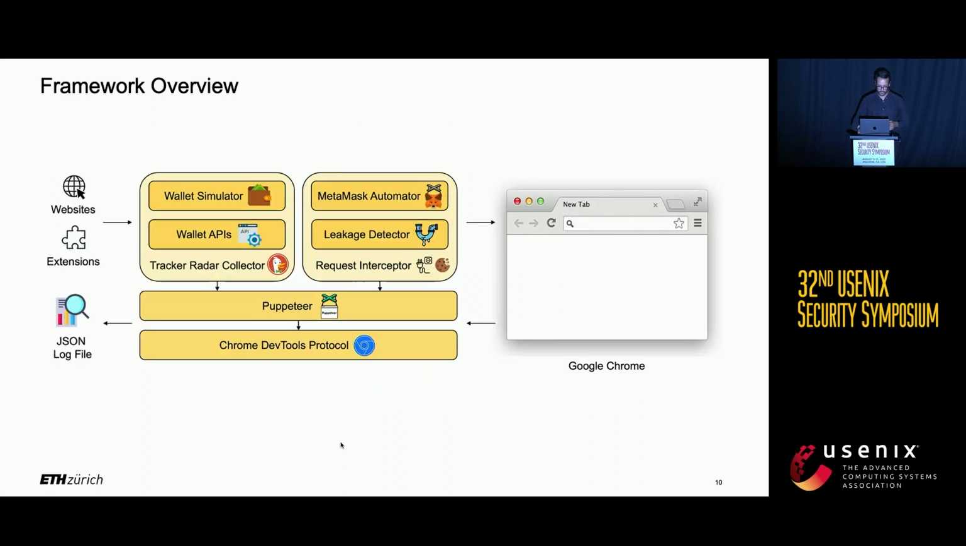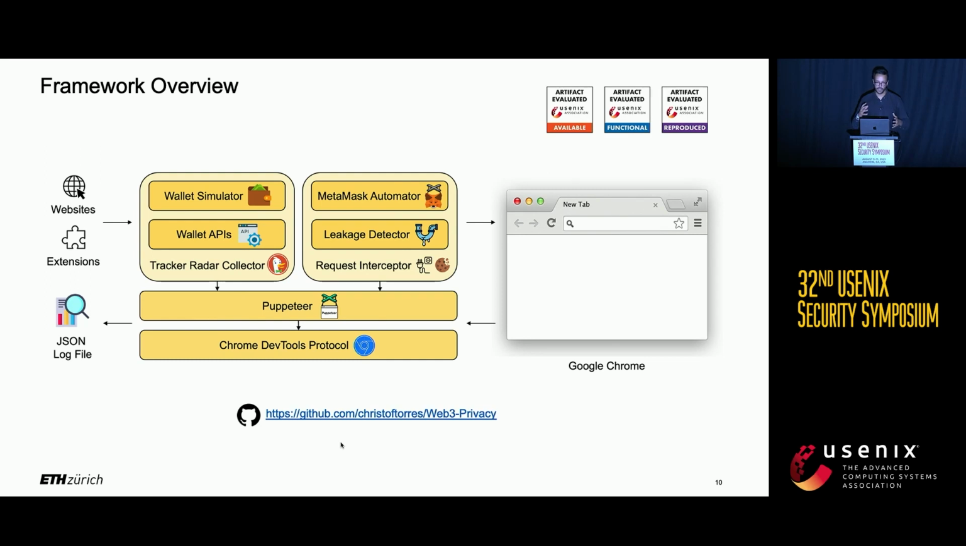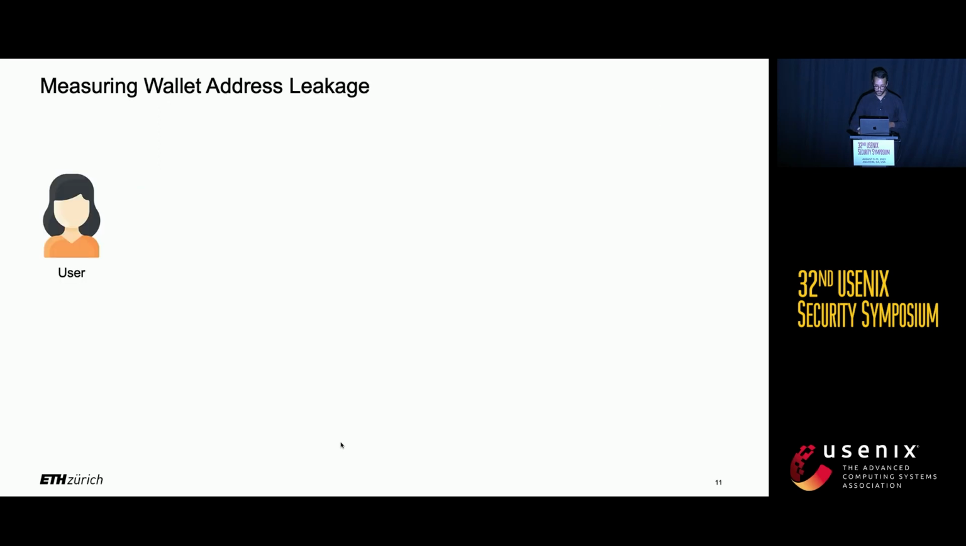Okay, so what we did is we basically measured these two problems, and we built a framework to do this. Now, I'm not going to go into the details of how the framework works. Feel free to check out the paper if you want to know the technical details. And all the code and the data are available on GitHub, by the way. So let's talk about the results.